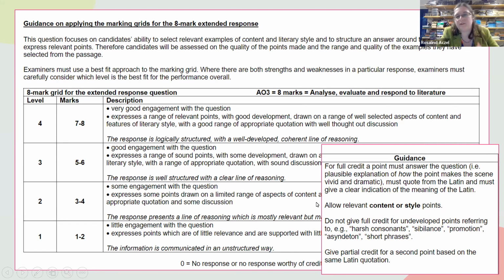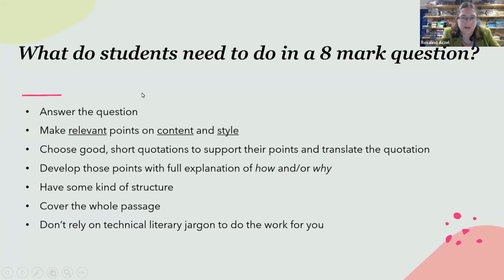So drawing from what you've actually got from the exam board, what does this mean you're required to do for 8-mark questions? They need to answer the question, make relevant points on content and style, choose good short quotations to support their points and translate the quotation. So they can't just refer to the Latin and then expect their point to make sense without some indication of what their Latin means. Develop those points with full explanation of how and or why.